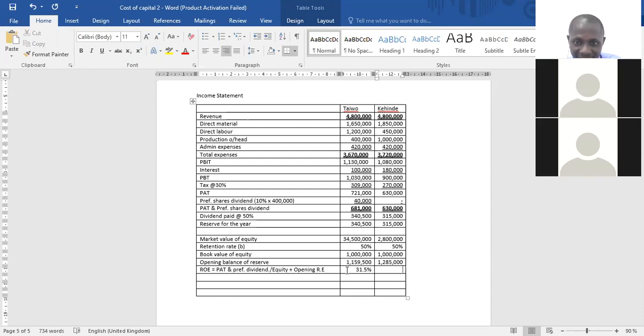What about for Kehinde? It is 630,000, which is profit after tax and preference share dividend, over 1 million plus 1,285,000, which is 2,285,000. That gives me 27.6%.